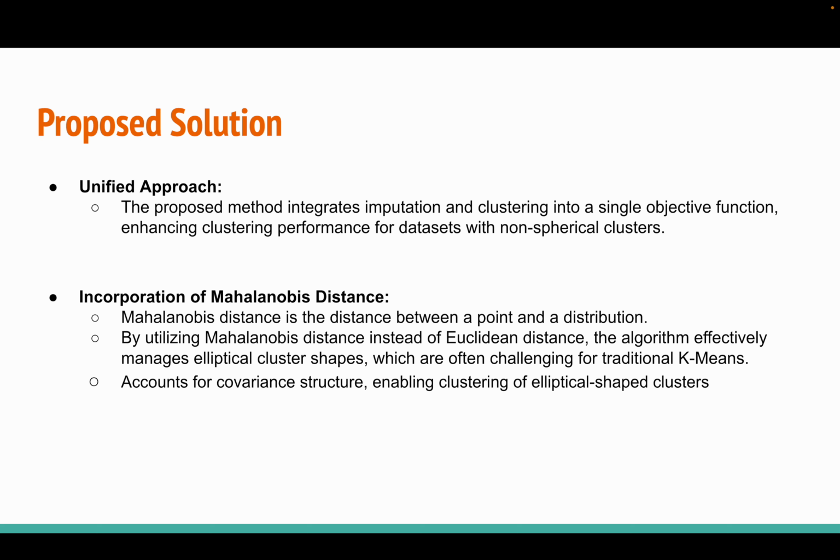The proposed solution discussed in the paper is a unified approach, where the method integrates the imputation and the clustering into a single objective function, enhancing the clustering performance for datasets with non-spherical clusters. Replacing the Euclidean distance, there is the Mahalanobis distance, which is basically the distance between a point and the distribution of the cluster. By utilizing Mahalanobis distance instead of Euclidean distance, the algorithm effectively manages elliptical cluster shapes, which are often challenging for traditional K-means clustering. It accounts for covariance structure, enabling clustering of elliptical shaped clusters.